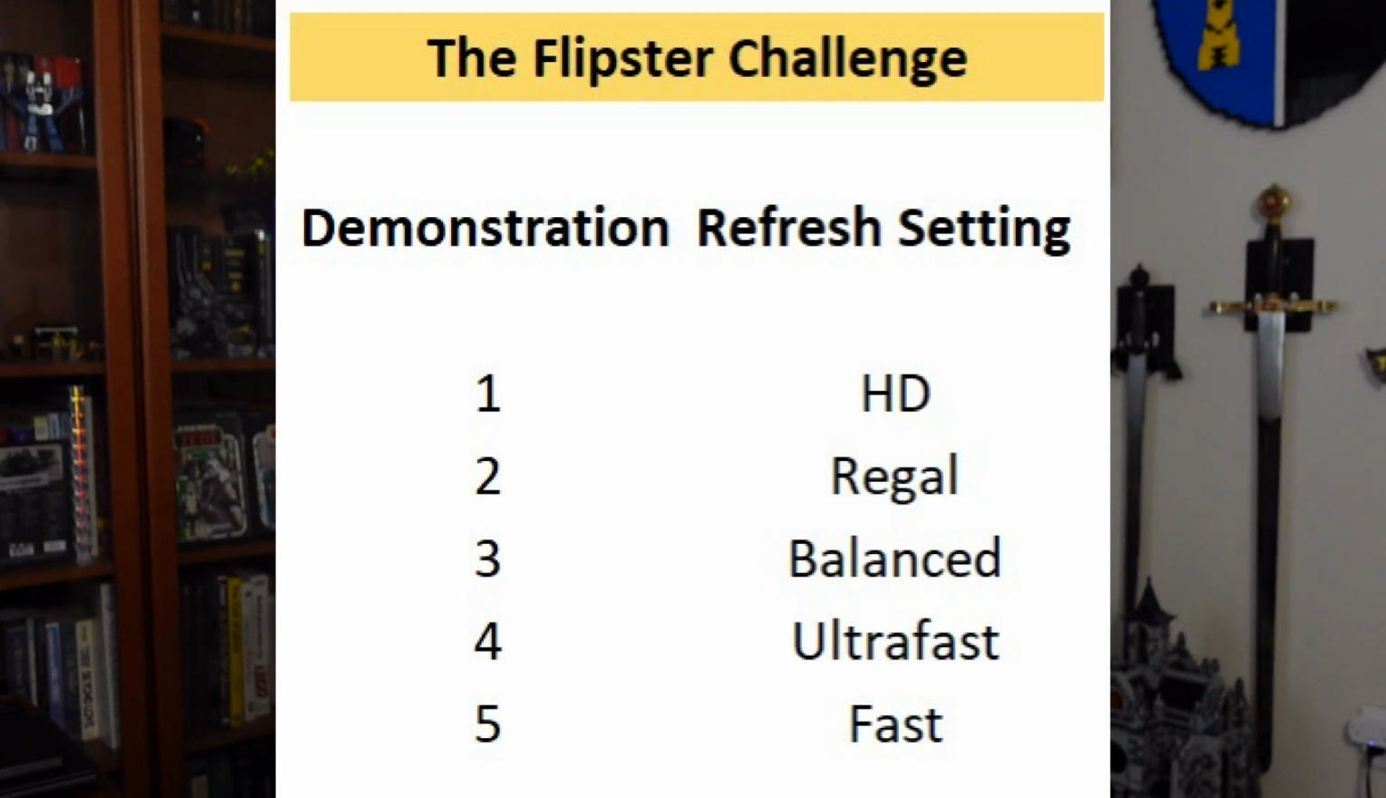So that concludes our third demonstration. Let's see how you did. The first example was HD in action. The second was Regal. The third balanced. The fourth ultra fast, and the fifth was fast. All right, so now you can tally up your numbers. As a reminder, here is the scorecard, so you can see how you did.